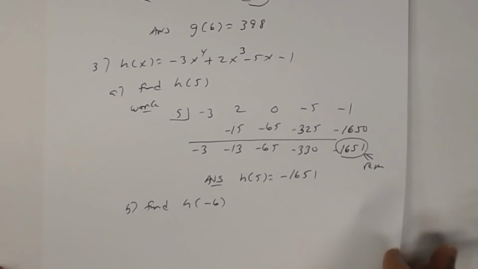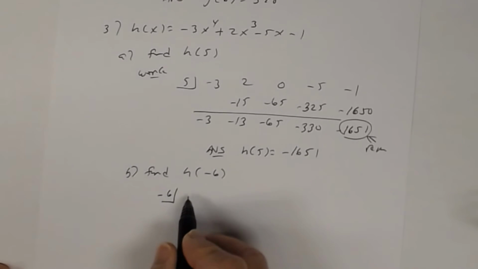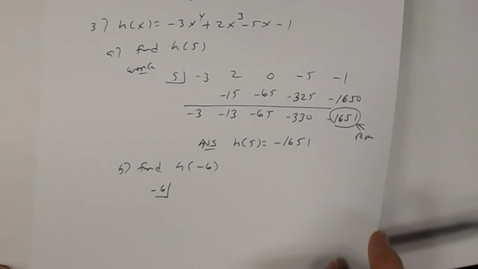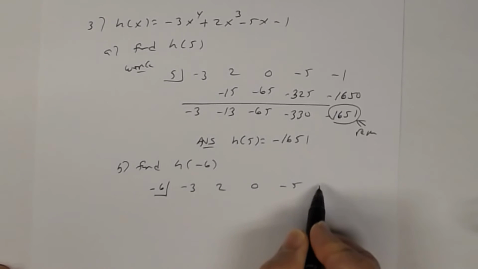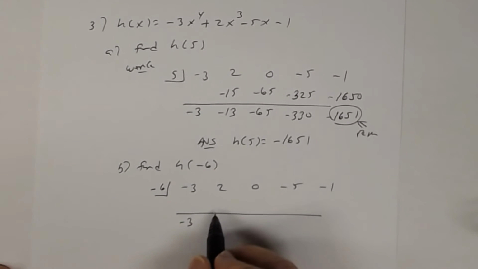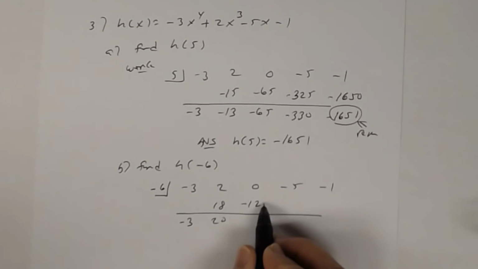So same thing, you do the same process. Here's your work. You're going to say negative 6. And then your coefficients will be the same as these, so I'm just going to rewrite this over. Negative 3, 2, 0, negative 5, negative 1. Bring on the negative 3. Multiply negative 6 times a negative 3 is 18. Add, you get 20. Multiply negative 6 times 20 is a negative 120.